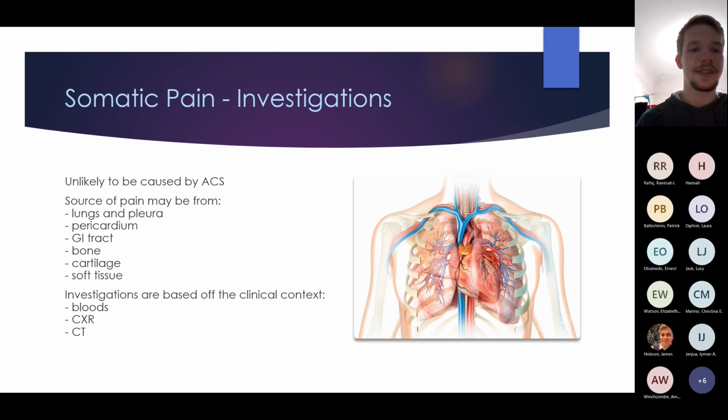So in terms of investigations for that, as we'll go through here, if it's that sharp pain, it's unlikely to be caused by an acute coronary syndrome. It's more likely to be something else. So if someone came in with that somatic pain, what sort of systems and organs do you think could be being affected with that?